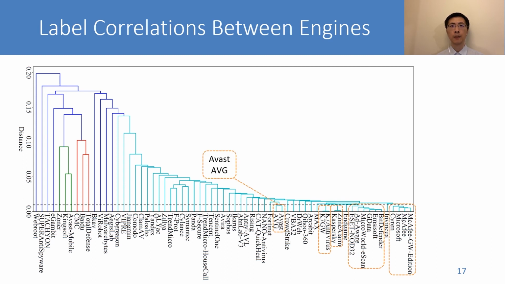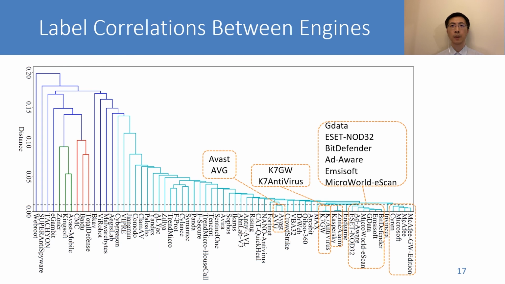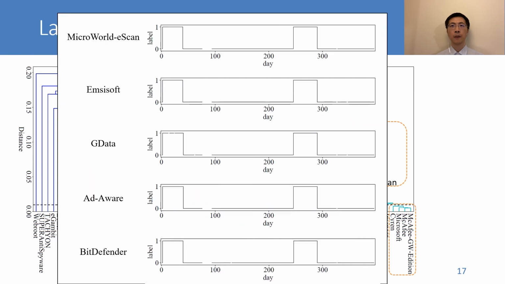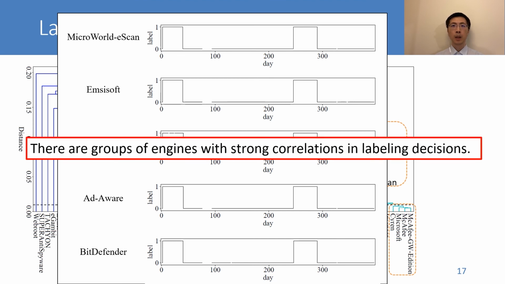First, Avast and AVG combined into one company in 2016, and their detection results are very similar. Second, these two are products from the same company, Key7. Third, these 6 engines are also very similar, but they are not obviously connected with each other. Here is a file. We can see that 5 of the 6 engines reported exactly the same results. To sum up, there are groups of engines whose labeling decisions have strong correlations.